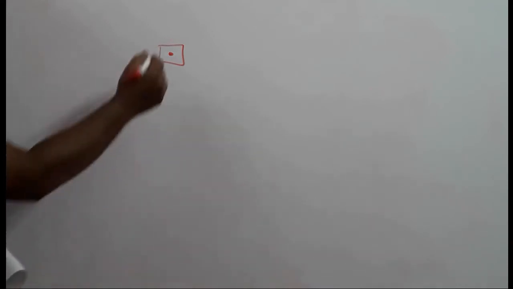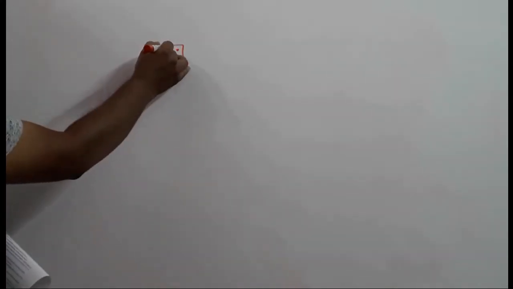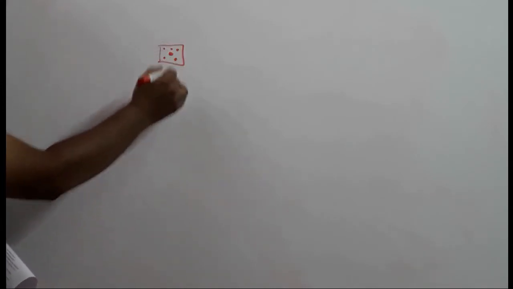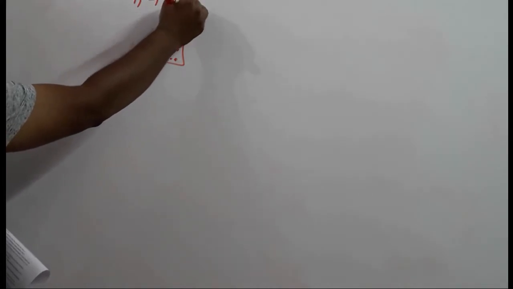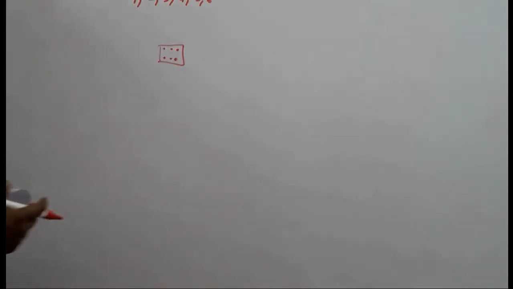Okay, so it has got 6 sides, and each will have dots, and that will tell you what number it is. If there is one dot, then it is 1. If there are 2 dots, then it means 2, 3, and so forth. And the maximum that a die will have will be 6 dots. So you have 1, 2, 3, 4, 5, 6. There are 6 sides of a die, and each side has a number.